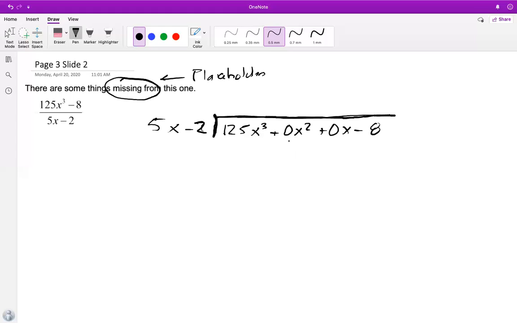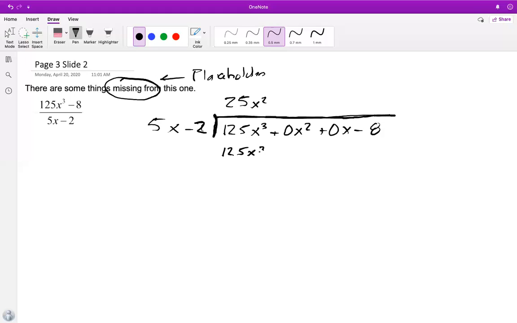So our first job is to divide the first term here by the first term here. So I do 125x cubed divided by 5x, and I get 25x squared. I promise. 125 divided by 5 is 25, and x cubed divided by x is x squared. So divided first by first, I multiply this by the whole thing, and I get 125x cubed.